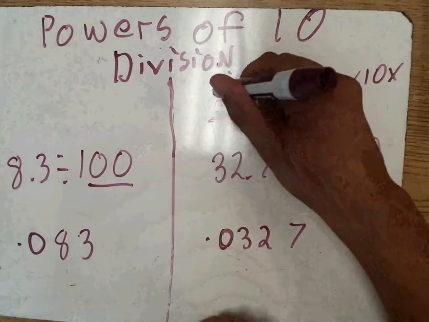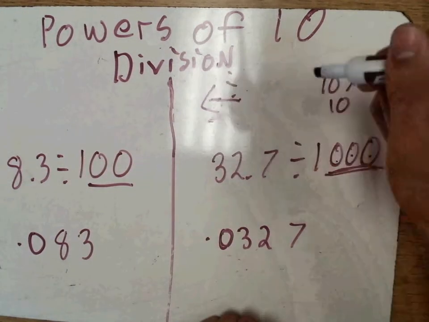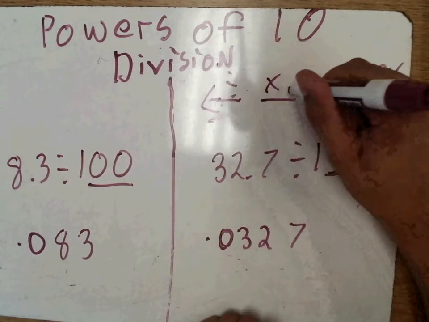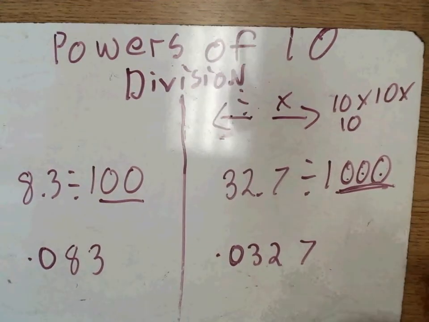Sorry about this arrow. That's pretty terrible. And if we're multiplying, we're going to shift that decimal point to the right. So I hope this video has helped for powers of 10 division.